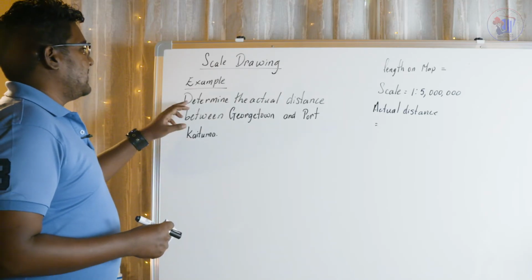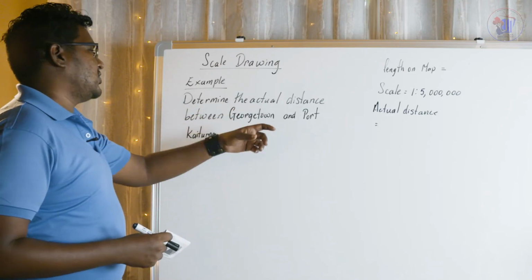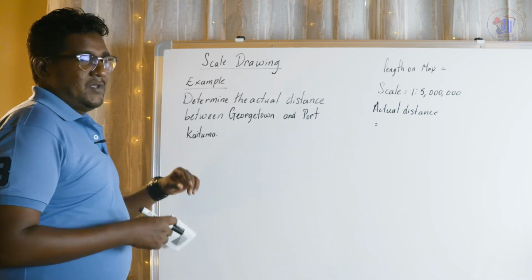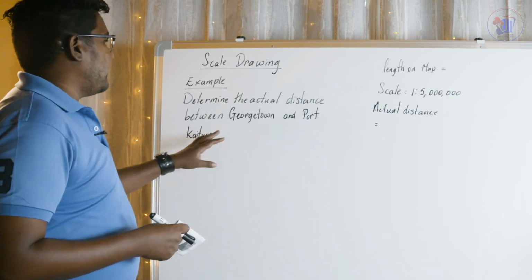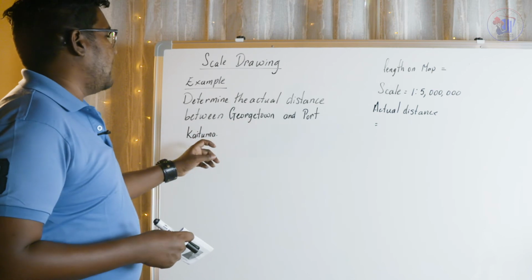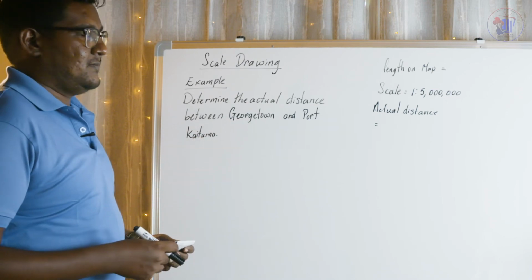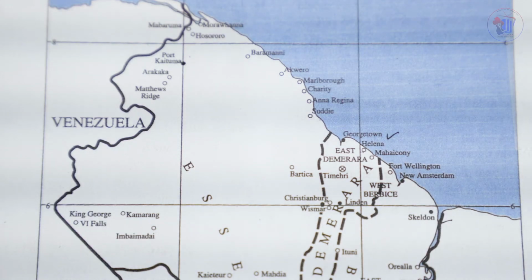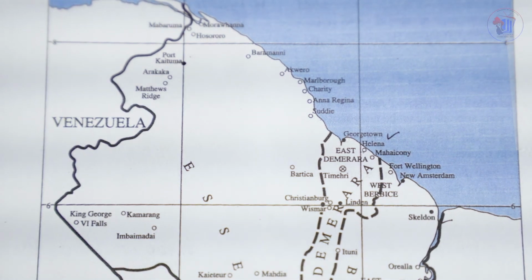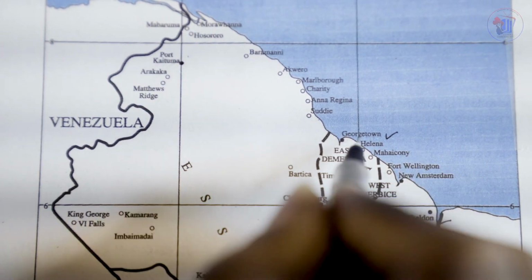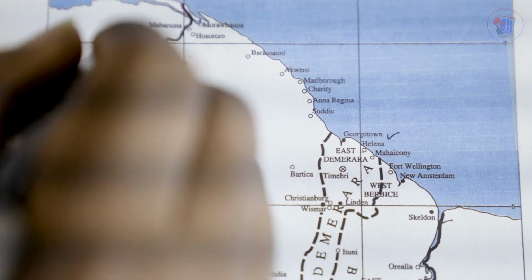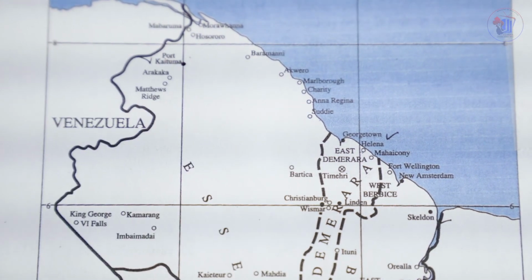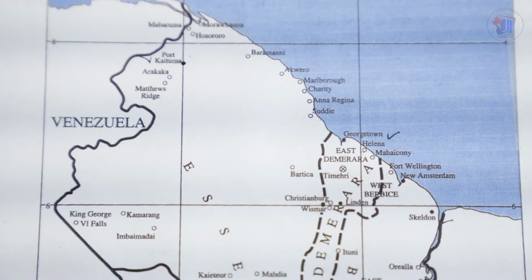The second example is determine the actual distance between Georgetown and Port Kaituma. We're now going to use the map and we're going to measure the distance between Georgetown and Port Kaituma. So we already identified that here is Georgetown, and if you look, here is going to be Port Kaituma, so we're using the dot there.